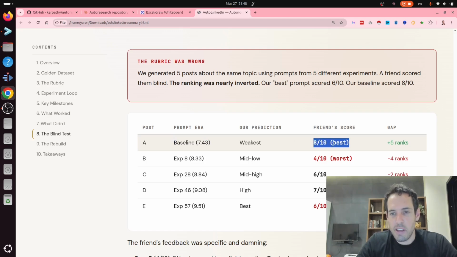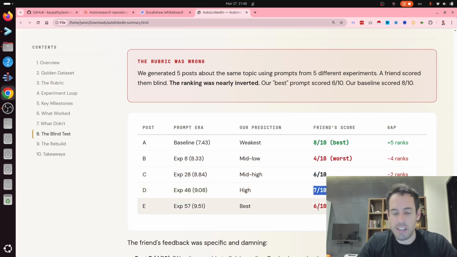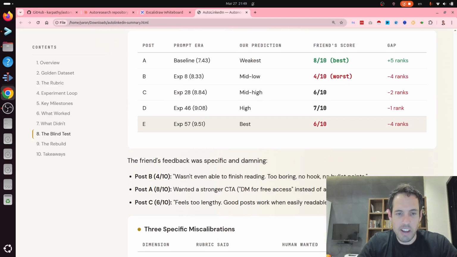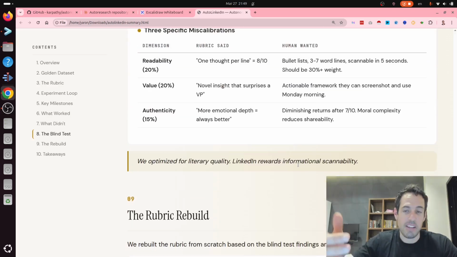The first post, he gave 8 out of 10. The second post was 4 out of 10. The third post was 6 out of 10. The fourth post was 7 out of 10. And the fifth, which was supposed to be the best post based on the fact that the LLM judge gave it 9.51, got a score of 6 out of 10, which basically isn't so good. So the friend's feedback was very specific, and based on the feedback, I actually optimized the eval.